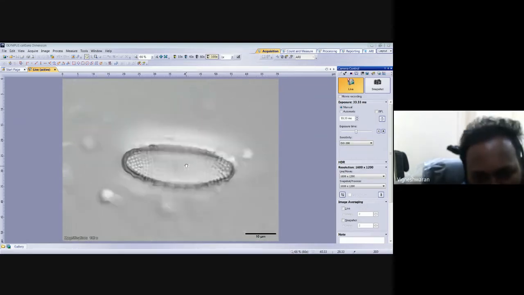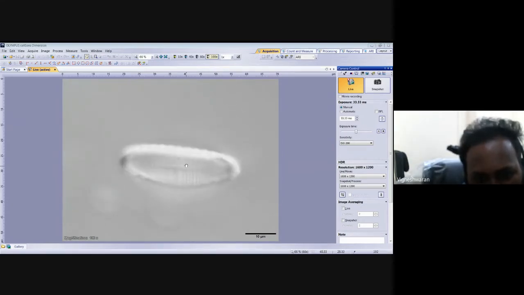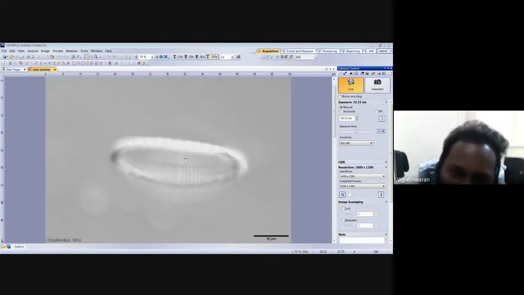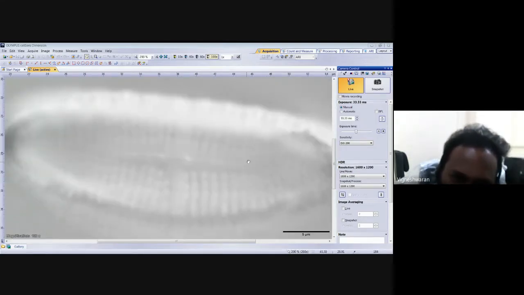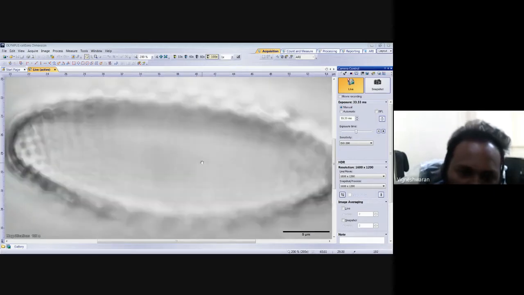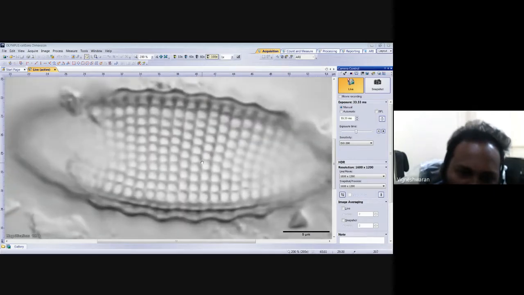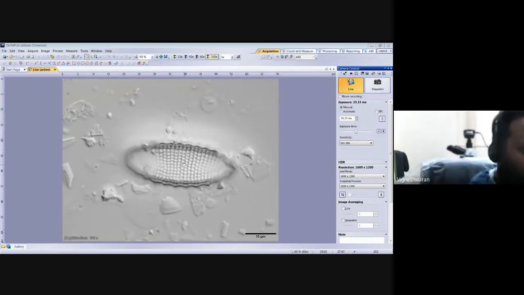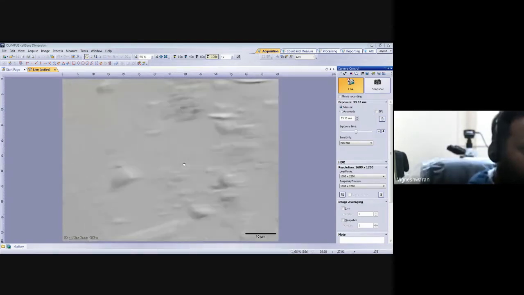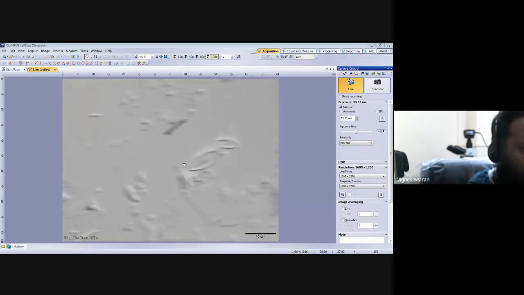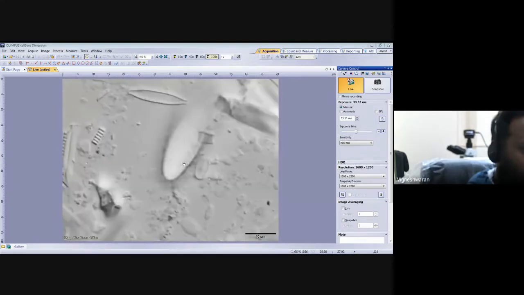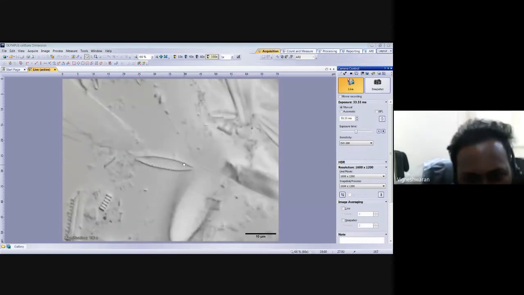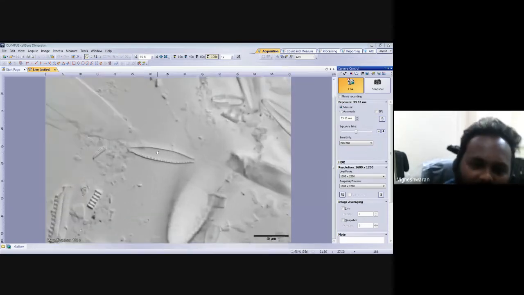See this one. It is a monoraphid diatom. See, I'm focusing here. Here you can see the raphe system, right? The raphe is here in the middle. But in the back wall, there is no raphe. It is only multiple areolae with striae. This is monoraphid. Yeah, here I found Nitzschia. See, this is Nitzschia, another different type of species.